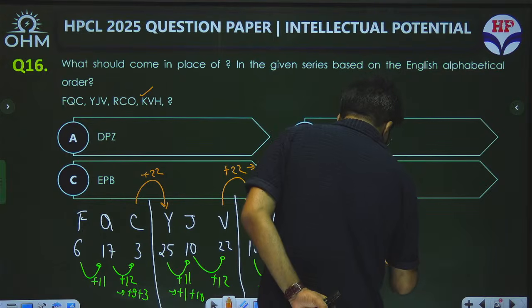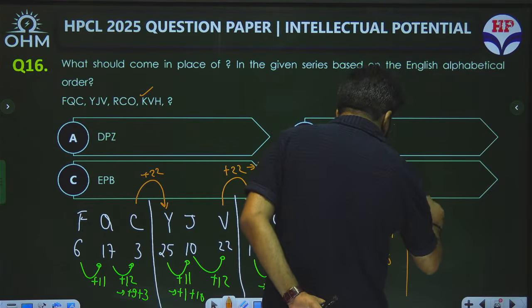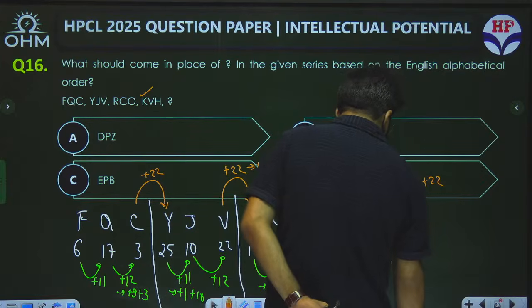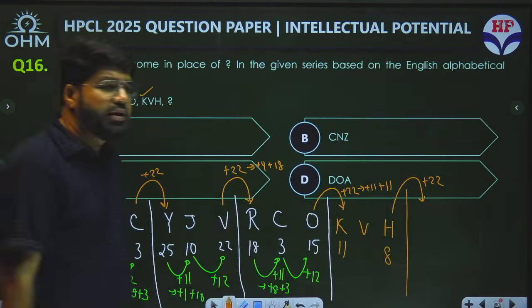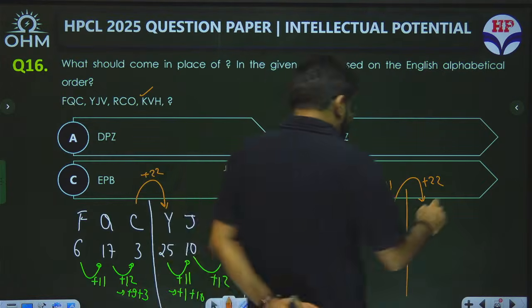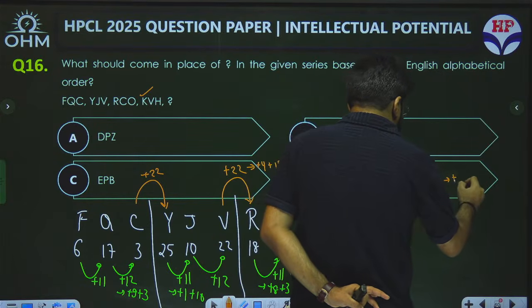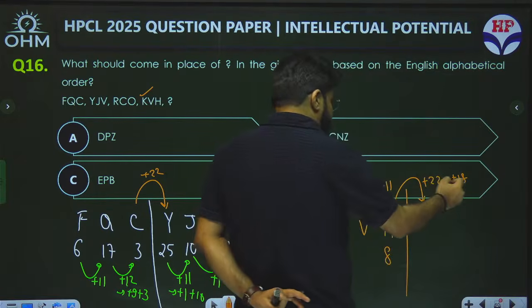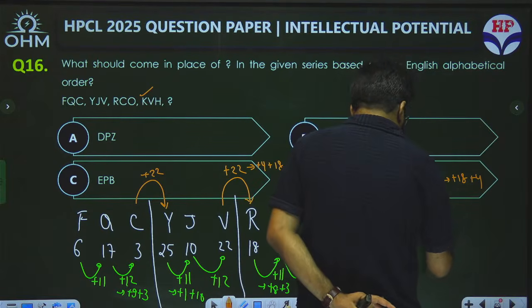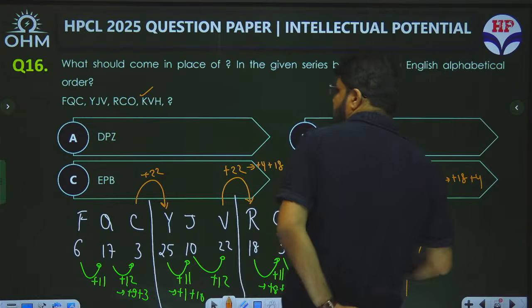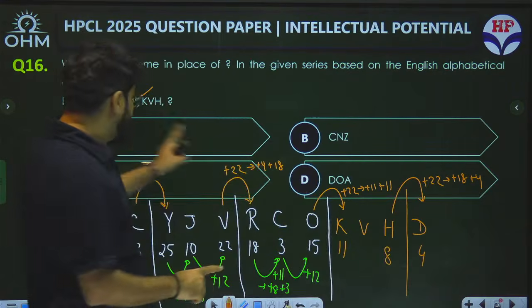H is how much? 8th letter. So now do plus 22. 8 plus 22 is 30. 30 cannot be there, so you'll have to break. 8 plus 22: plus 18 because after 18, 26 will come, restart, and plus 4. So it has to be the fourth letter. Fourth letter is D. So there are two options starting with D.